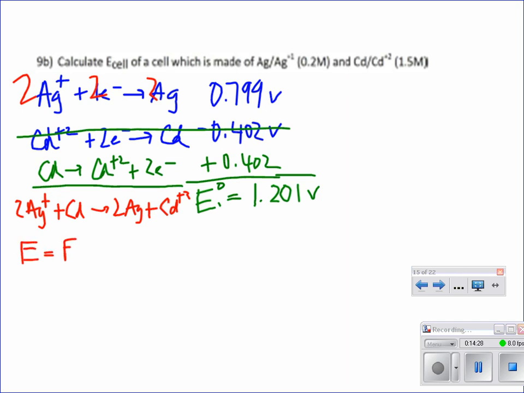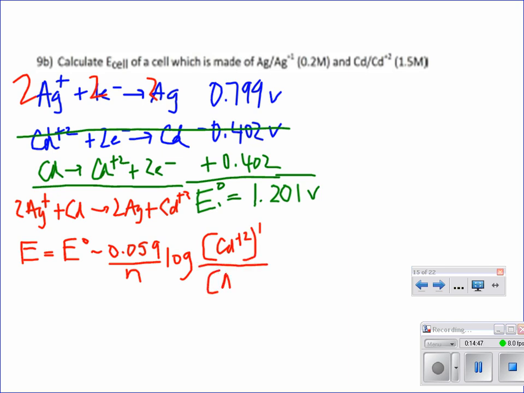Okay, so now let's Nernst this puppy. E is equal to E naught minus 0.059 over n times the log. Let's just write out Q in terms of its symbols. What product do I write? Cd plus 2 to the first divided by Ag plus to the second. Okay, let's plug and chug.